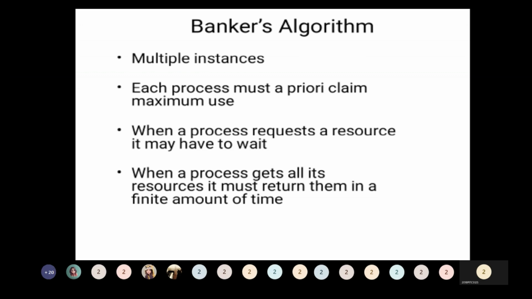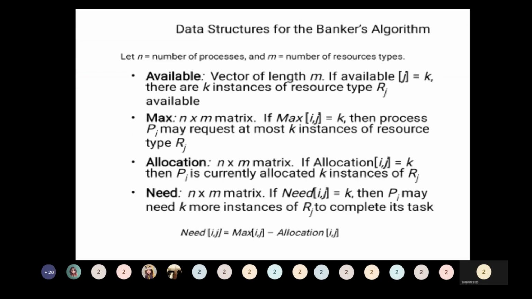When a process requests a resource, it may have to wait. The process requests a resource, it has to wait until the resource is allocated. This is the second scenario. When a process gets all its resources, it must return them in a finite amount of time. After some stipulated amount of time, it has to return them. It cannot keep them for an infinite amount of time.